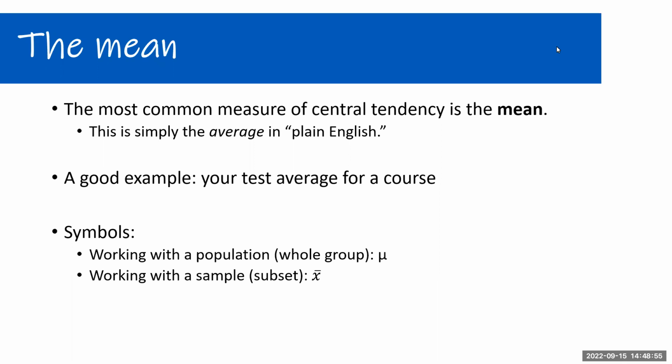When we're working with a population, so remember that whole group of interest, we're going to be talking about mu, which is this Greek M marrying a U symbol. And if you're working with a sample, which remember is a subset, which is more commonly what we see in the real world, you're going to have X bar. It's just an X with a little bar on top of it, okay?